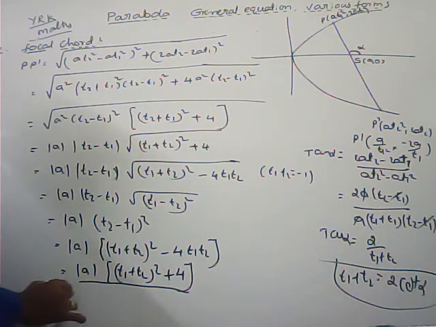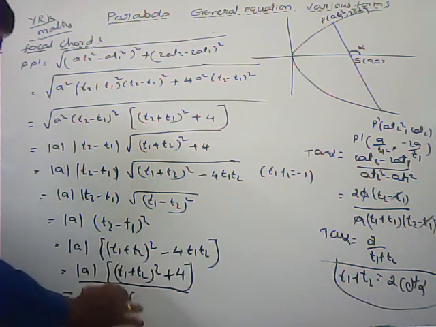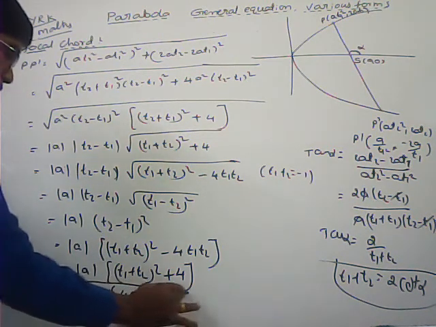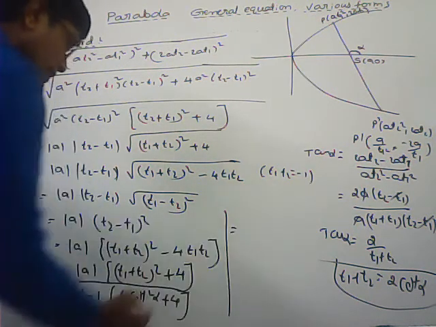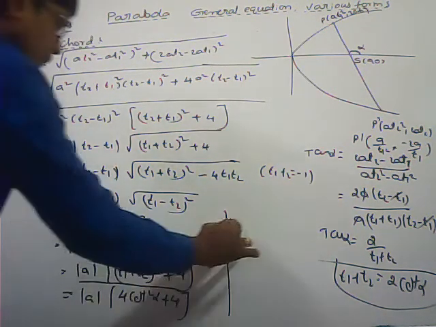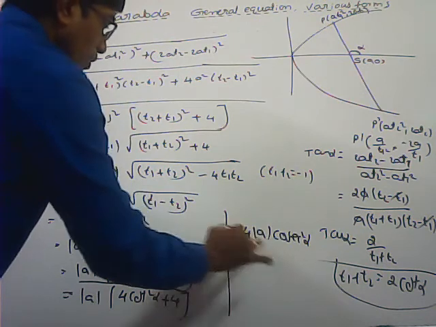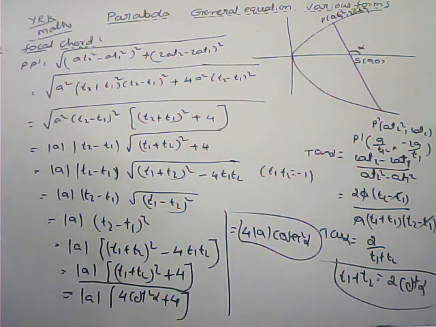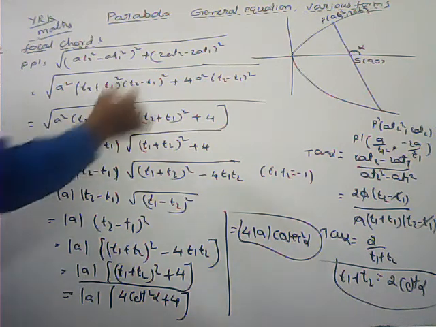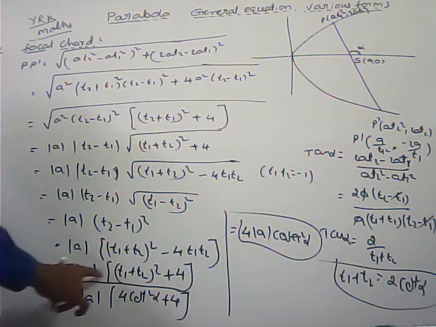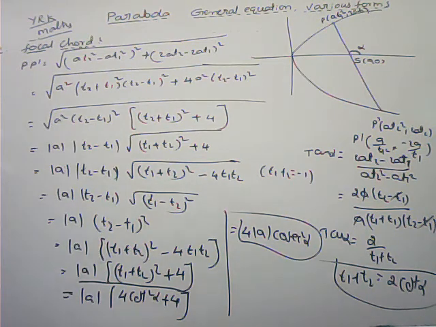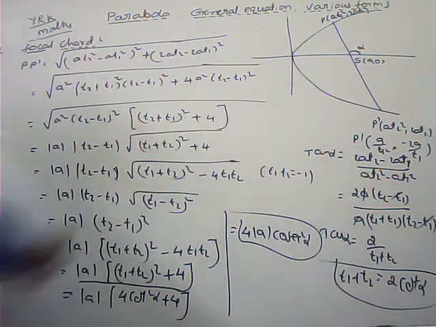If the focal chord makes an angle alpha with the positive direction of the x-axis, T1 plus T2 we can write as 4 cot square alpha plus 4. Taking 4 as common, 4 into modulus of A into 1 plus cot square alpha, that is cosecant square alpha. 4 into modulus of A into cosecant square alpha, that we say is the length of the focal chord if the focal chord makes an angle alpha. Otherwise, if the end points of the focal chord are given, it is modulus of A into (T1 plus T2) whole square plus 4. If any coordinates are given, we can discuss some problems related to this concept.